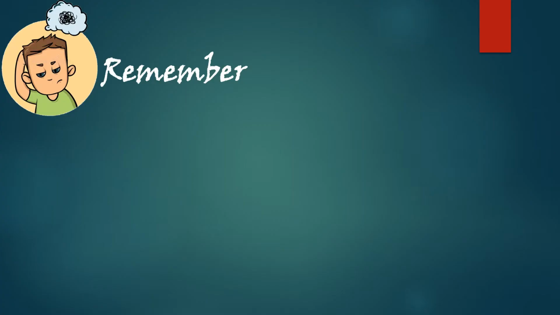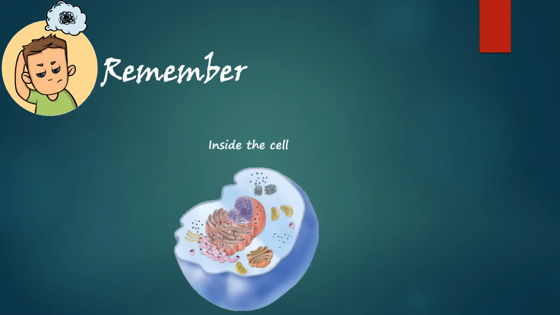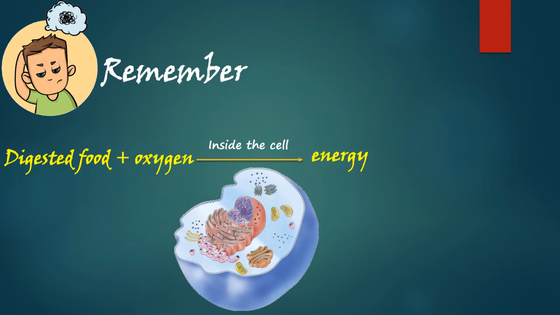Dear students, today we are starting a new lesson, but before starting, let's remember something together. We took the circulatory system, and now we all know the function of the circulatory system is to carry the digested food and oxygen to each cell inside our body. But why? What happens inside each cell? The digested food is burned by the oxygen to produce the energy that we need to do our daily activities.